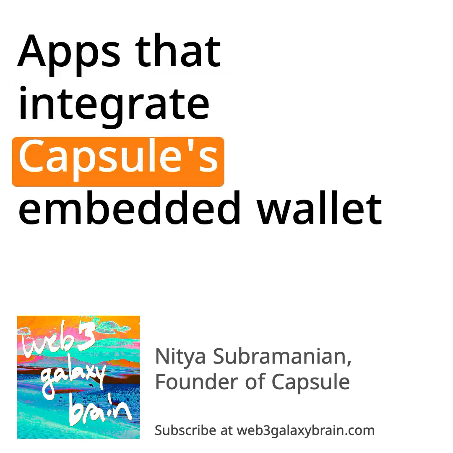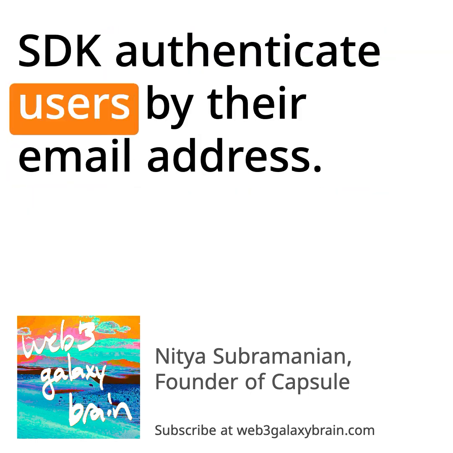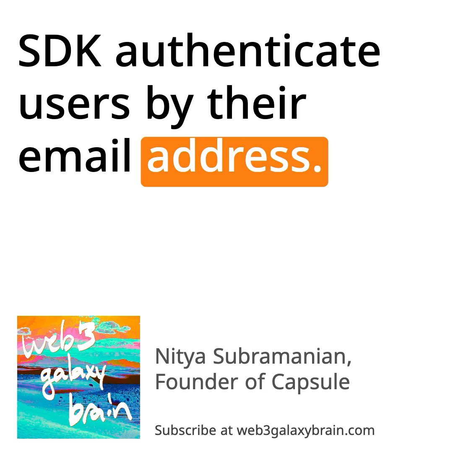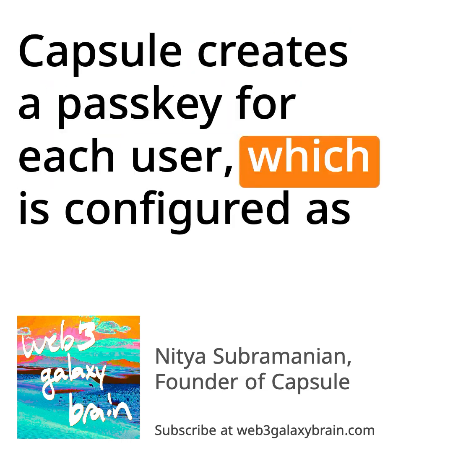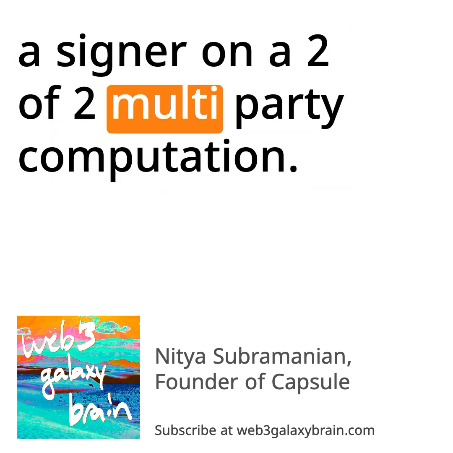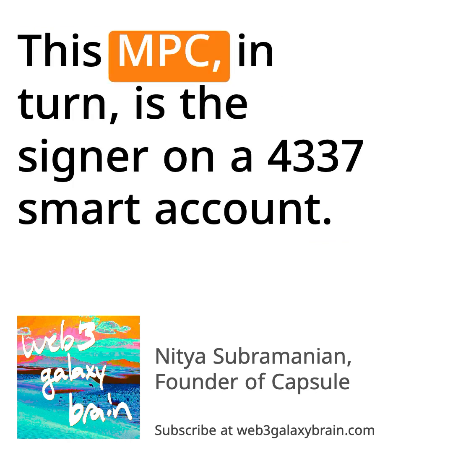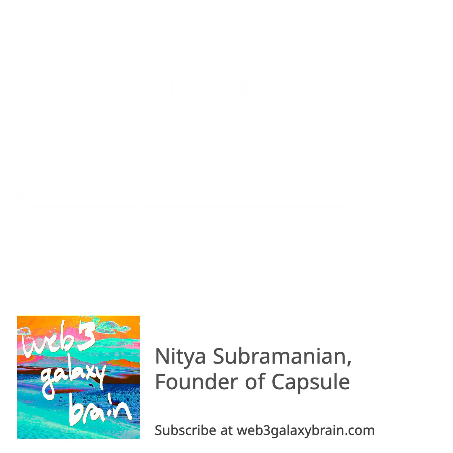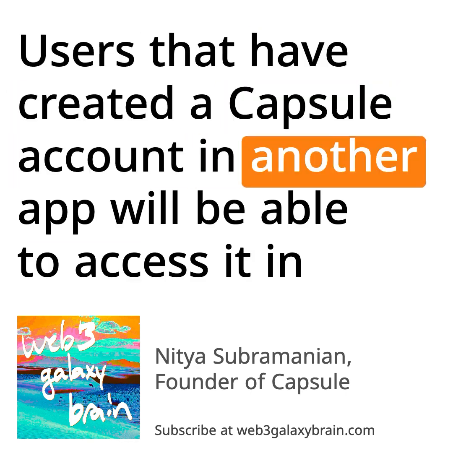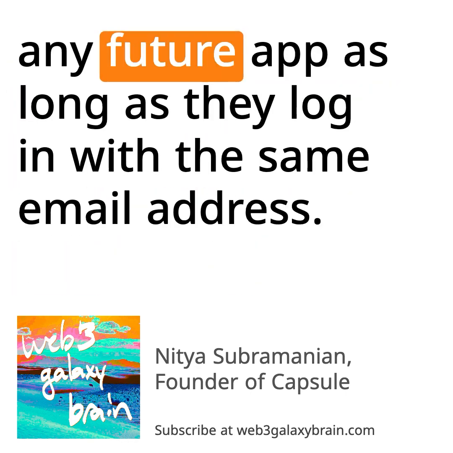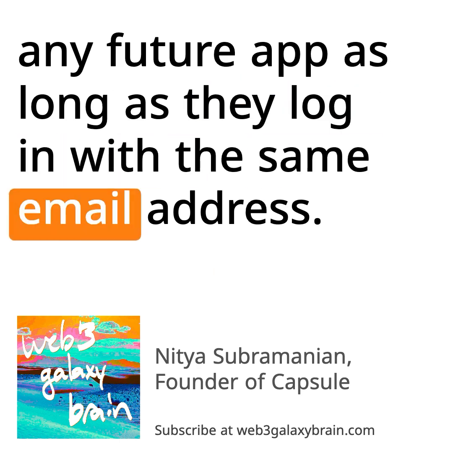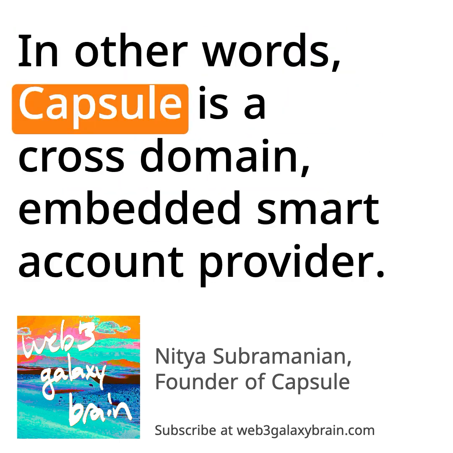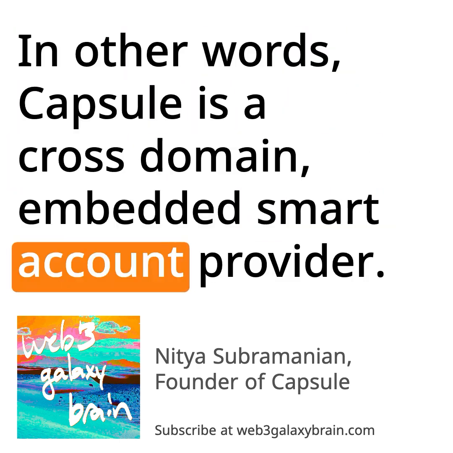Apps that integrate Capsule's embedded wallet SDK authenticate users by their email address. Capsule creates a passkey for each user, which is configured as a signer on a 2-of-2 multi-party computation. This MPC, in turn, is the signer on a 4337 smart account. Users that have created a Capsule account in another app will be able to access it in any future app as long as they log in with the same email address. In other words, Capsule is a cross-domain embedded smart account provider.